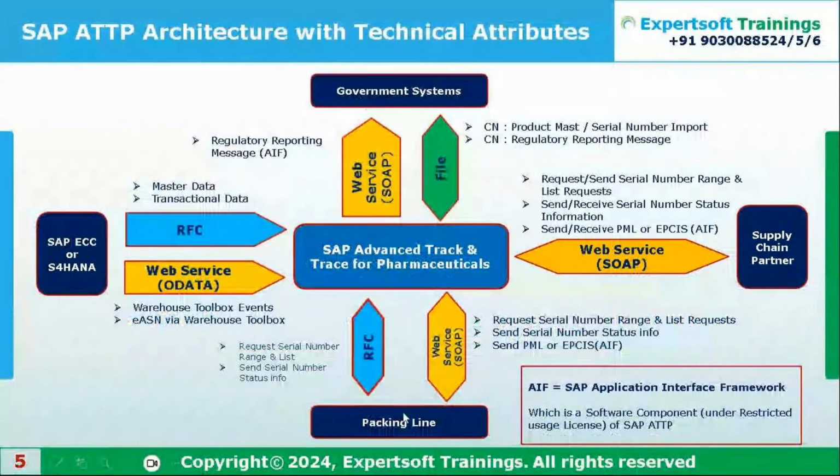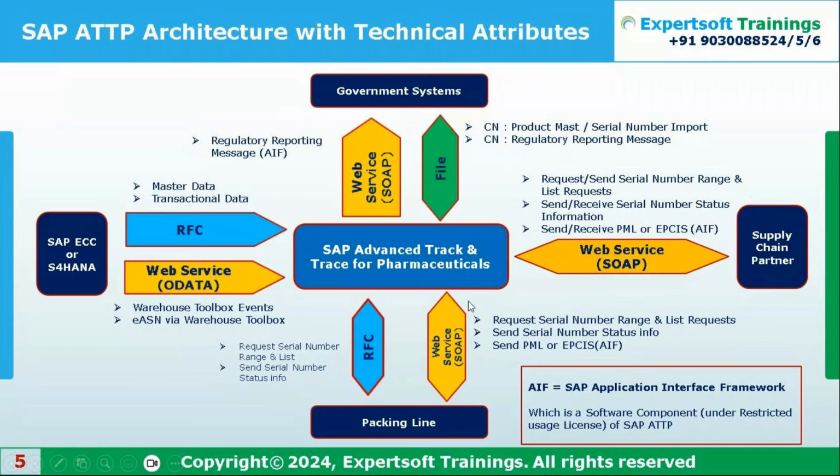So our SAP ATTP system is in the middle. This ATTP is interacting with ECC. It is also interacting with all the packaging lines where a few of you are working right now. This ATTP also works with some supply chain partners, which could be a CMO or a MAH, who are sending data to ATTP. This part is totally outside the organization. This part does not belong to one organization.